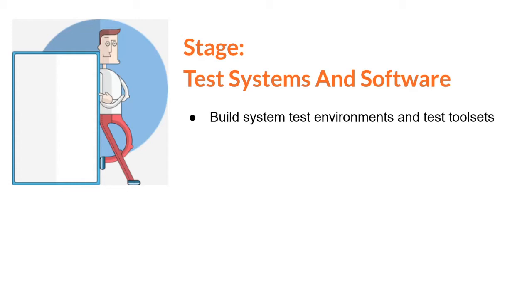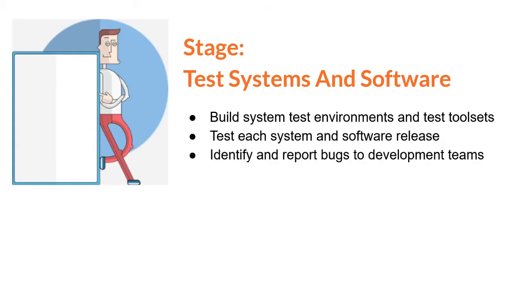Each system is tested and each release of the software is identified and tested. We identify and report all errors, failures, defects and bugs that are found in the system in the test environment, and those are listed and logged onto a database recording system, a defect tracking system, and then those are assigned back to the development team for fixing and correction.